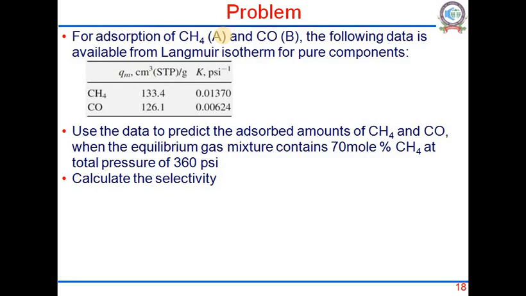For pure methane, QM is 133.4. For pure carbon monoxide, QM is 126.1. K for methane is 0.0137. K for carbon monoxide is 0.00624. Now use this data to predict the amount adsorbed of methane and carbon monoxide when the equilibrium gas mixture contains 70 mole% methane and the rest 30 mole% carbon monoxide at a total pressure of 360 psi.